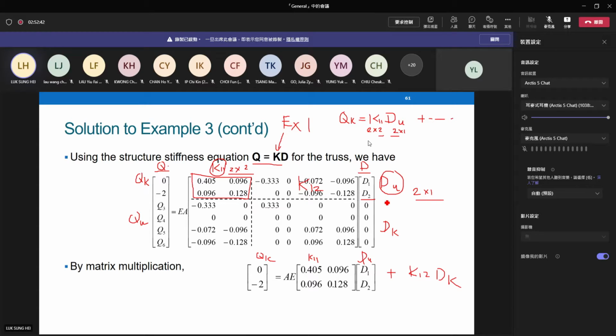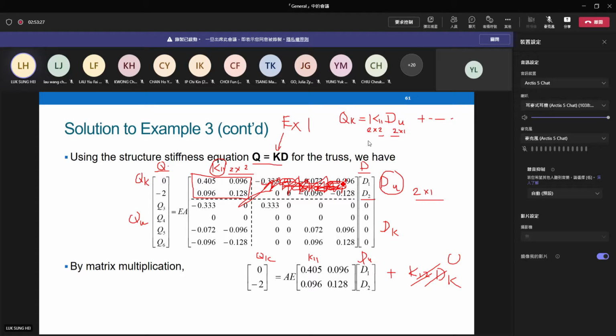But you can see that DK is a 0 vector. 0 vector times K12 gives you 0. So the outcome is that it seems that K12 is useless. It's redundant, right? If you don't know K12, you are still able to solve for unknown displacement. This explains why when we construct this first matrix, I mentioned that some parts are useless. This is the reason, because that part is multiplied to a 0 vector. It gives us 0. K12 is totally useless in the calculation.